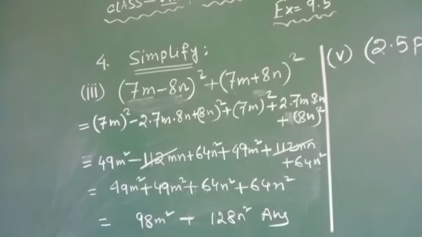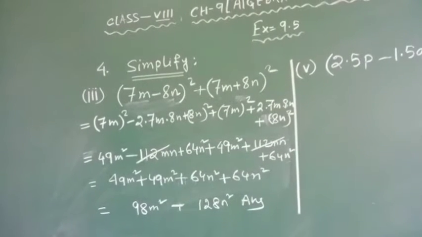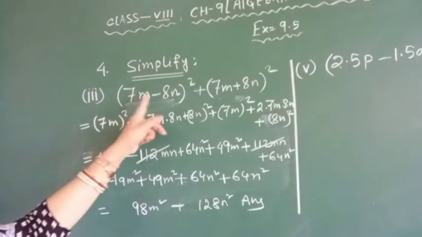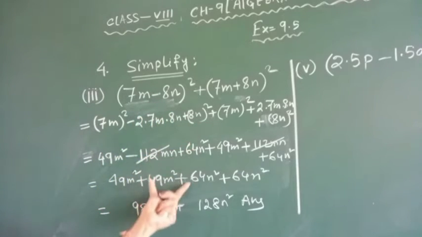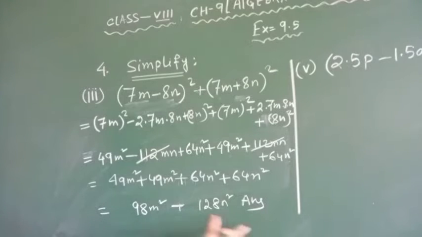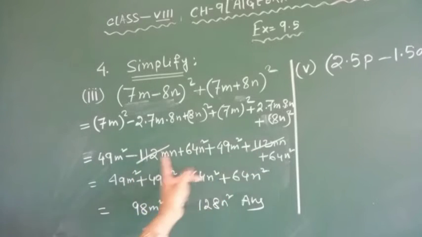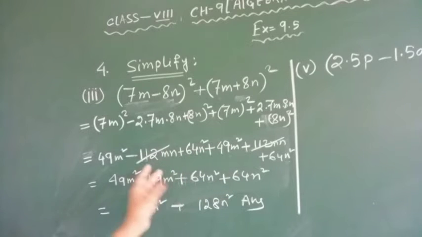Nothing very tough, you only have to use the identities. For (a minus b) whole square, just write whatever is coming. Here it is (a plus b) whole square, write whatever is coming. Then afterwards, like terms: if one is positive and the other negative with the same number, you can cancel, and the remaining you need to add.